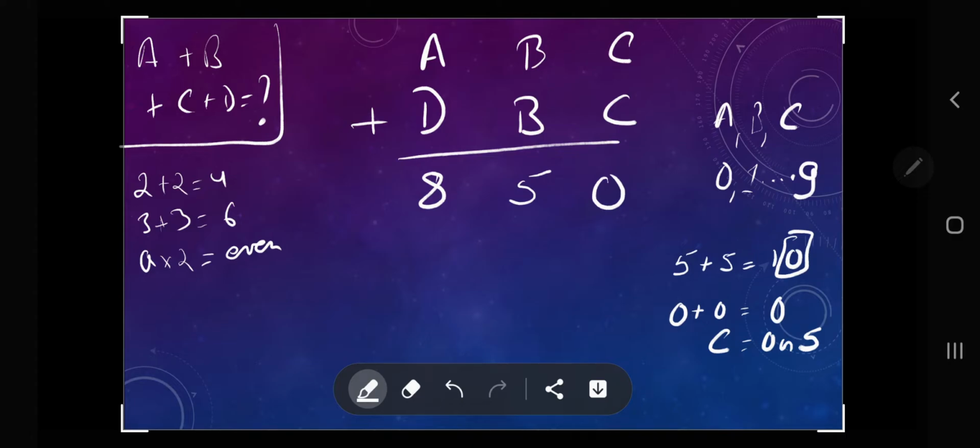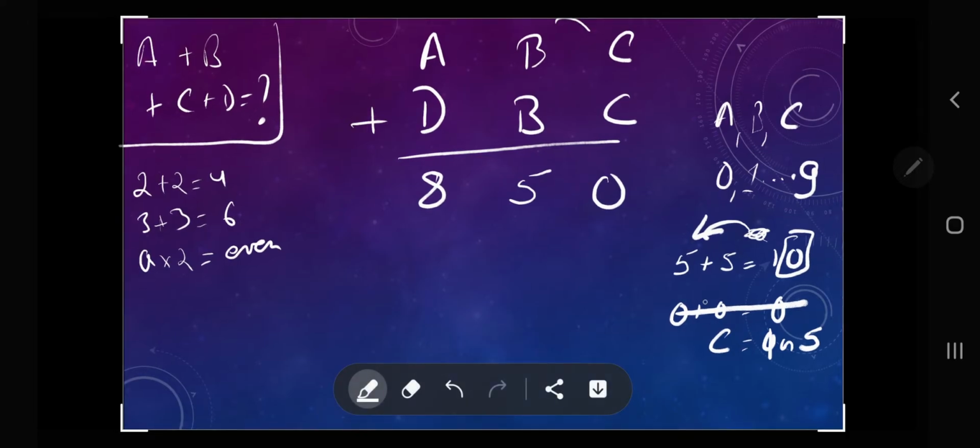So the only way that we can get B plus B equal to 5 is if there was something else added to it. Therefore, C cannot be 0, it has to be 5. The 1 was carried over, this 1 was carried over. So we know that C is equal to 5.